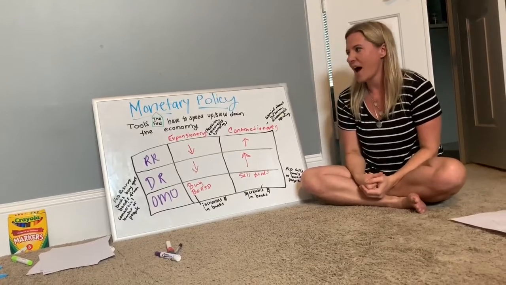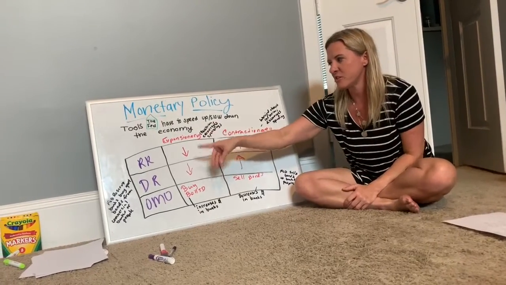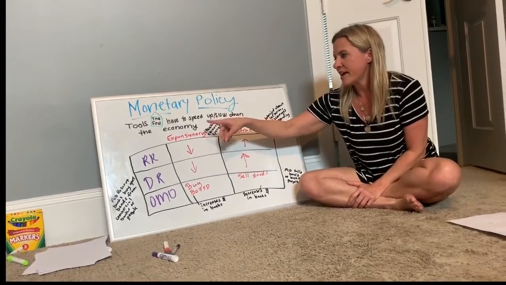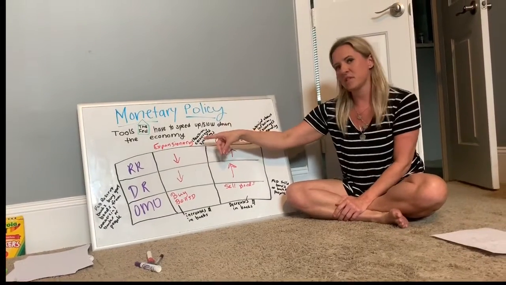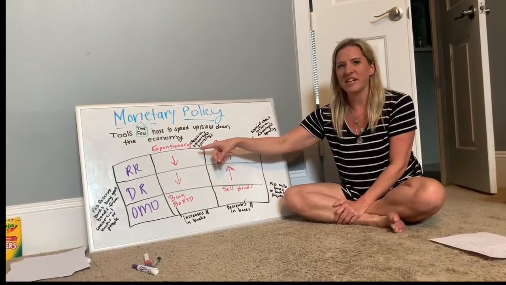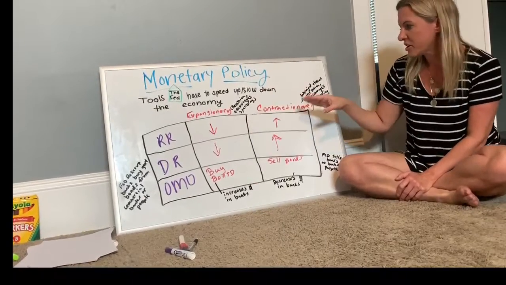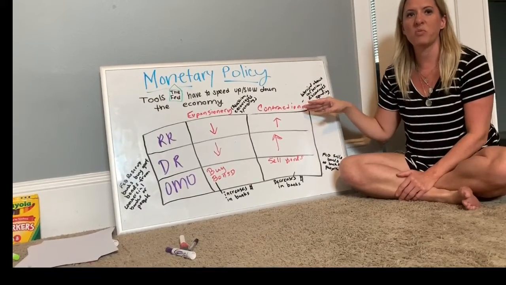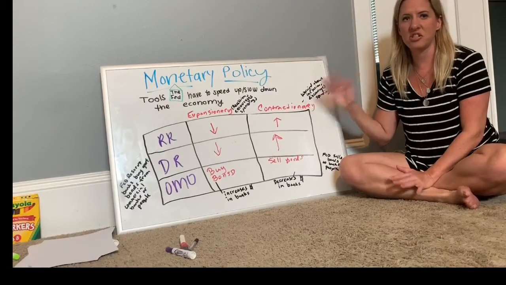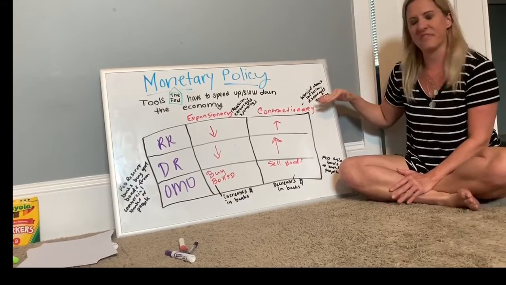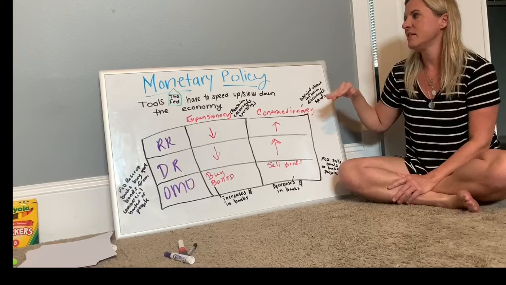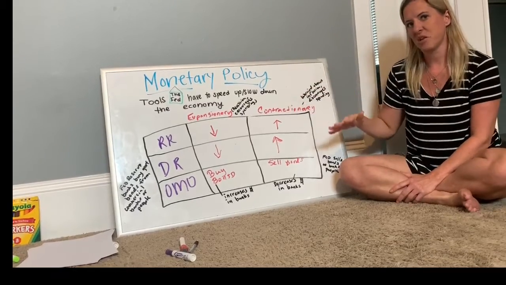Okay, so let's apply monetary policy to the three tools. You have expansionary monetary policy. This is when we're in a recession and we need our people to go out spending money for our economy to grow. Contractionary monetary policy is when we're all spending too fast, too much, and we risk inflation. So the Fed wants to slow us down.